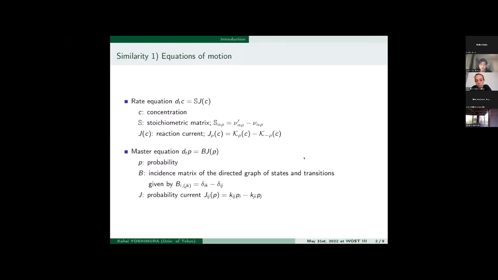First, the equations of motion resemble each other. Here is the chemical reaction rate equation, and C is the variable, the concentration, and S is the stoichiometric matrix defined by mu prime minus mu, and J is the reaction current, which is given by the difference between the forward and backward reaction rates. On the other hand, this is the master equation for jump processes, and here the variable is P, the probability, and B is the incidence matrix of the directed graph of states and transitions, namely the graph whose nodes are the states and whose edges are the transitions. And it is given like this. So B is 1 if the edge ends at i, and minus 1 if the edge starts from i, otherwise 0. And J is a probability current, which is given using the transition rate, K.